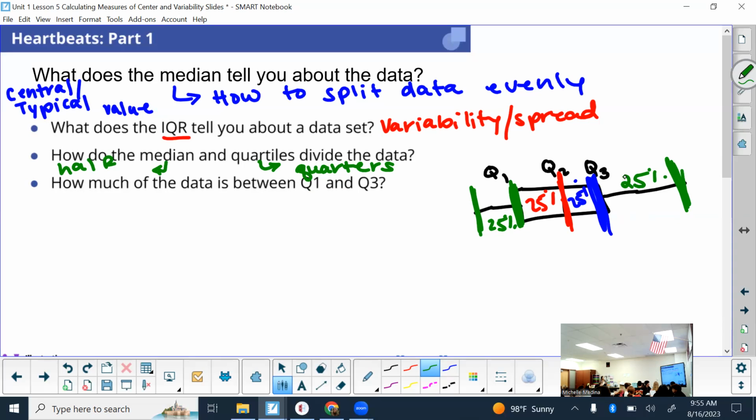So table 5. How much of the data is between Q1 and Q3? 50%. All right, this is a great visual representation. So when you see those box and whisker plots with a really long whisker, that's still 25% of your data. That just means it's more spread out and all that stuff. Questions?